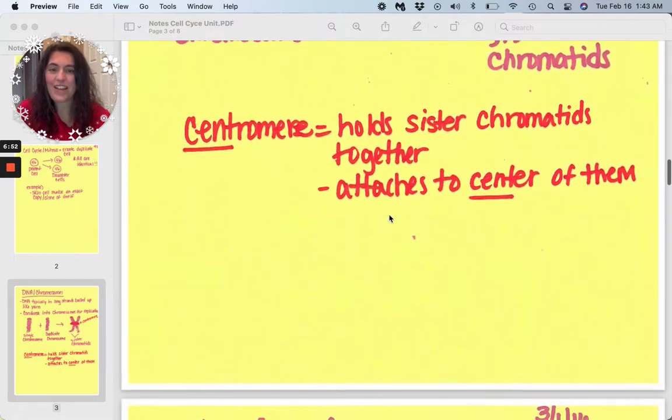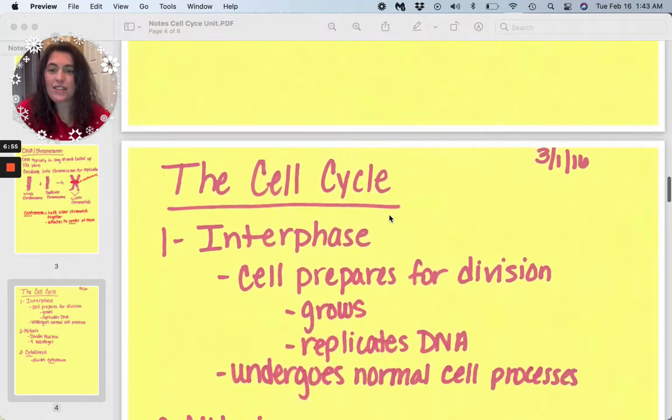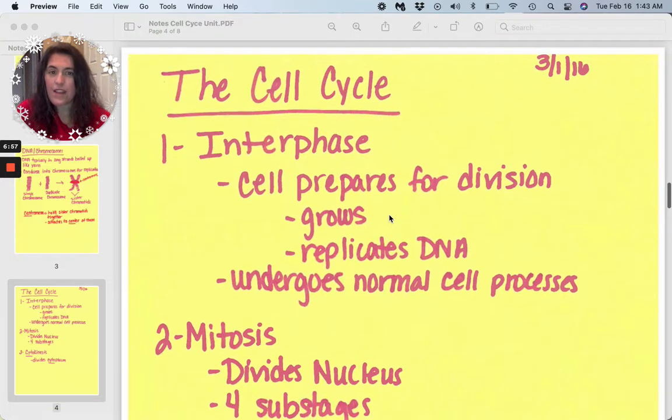Okay, so let's talk about the cell cycle here. It is going to happen in 3 stages. The first stage we call interphase. This is going to be the longest stage, so I would add that to your notes there. It's the longest stage. This is because during it, it's when the cell is undergoing its normal process.